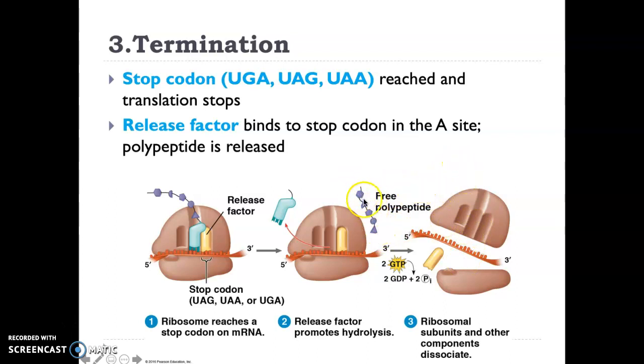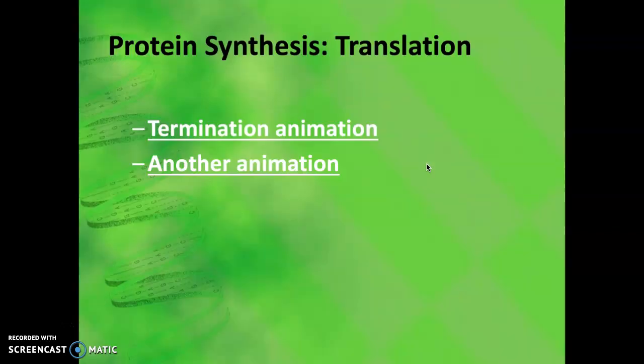This polypeptide is not a protein. It's got to fold and twist and become an alpha helix and a beta pleated sheet and tertiary structure until it gets into the shape of the protein that it's supposed to be. Here are some animations for you as far as termination and another animation that will go with translation. And I hope those links are set. If they're not, I will give you some other animations.